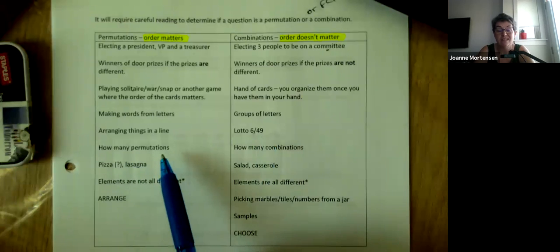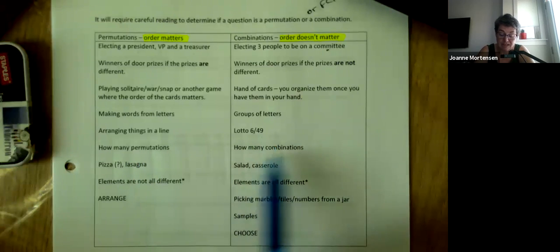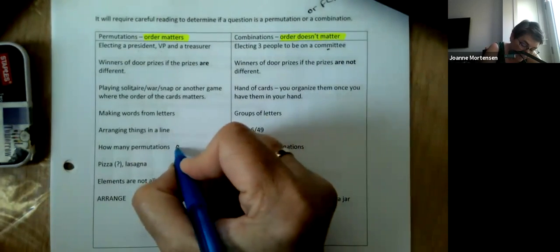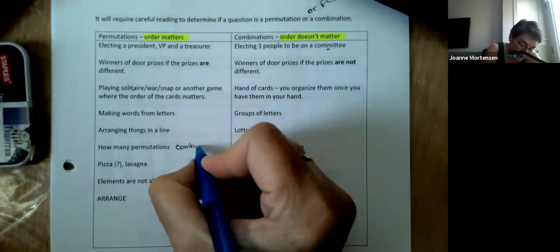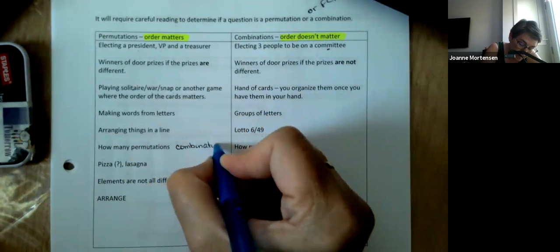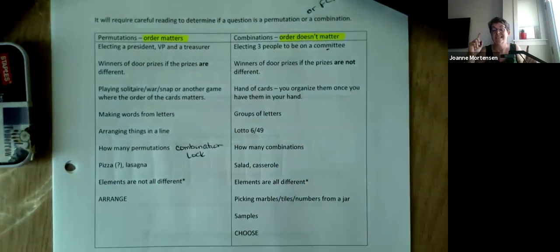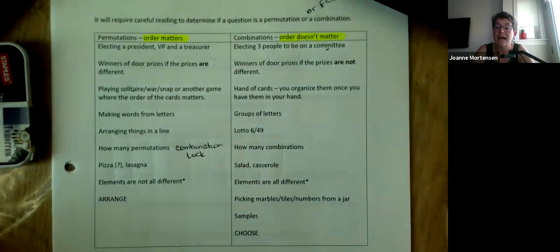Sometimes you get a question as simple as how many permutations or how many combinations. I'm going to add combination lock in there because that's the tricky one. I figure that's just a bad name, but if I start talking about permutation lock, people are going to think I'm a wingnut.